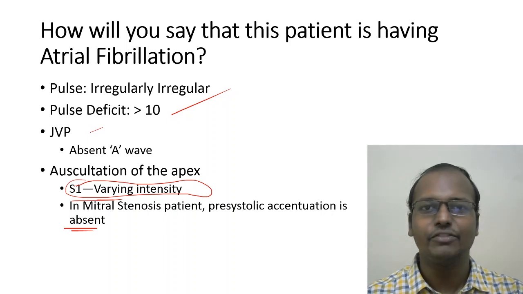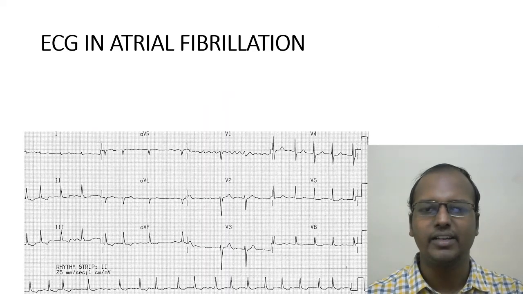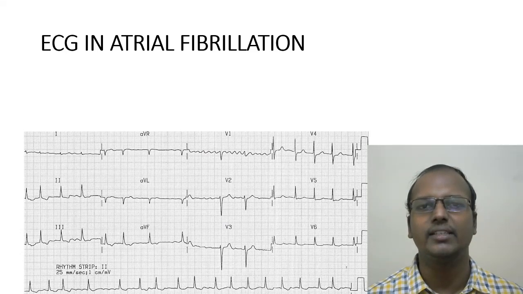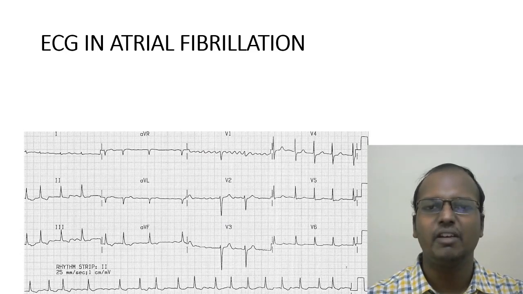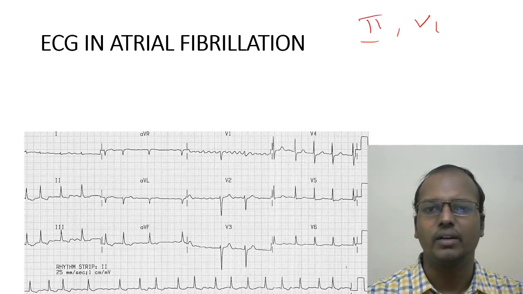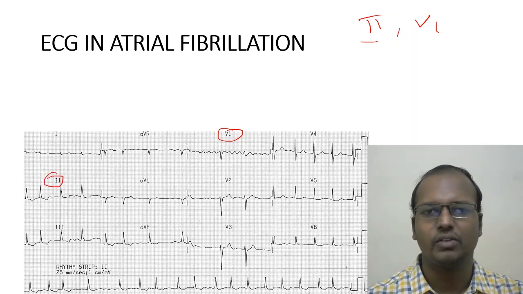So what are the ECG findings of atrial fibrillation? Just know these points. No need to go in depth into the ECG. Usually we observe P waves in two leads. One is lead 2 and another is V1. So this is your V1 and this is your lead 2. Here you have to watch for P waves.